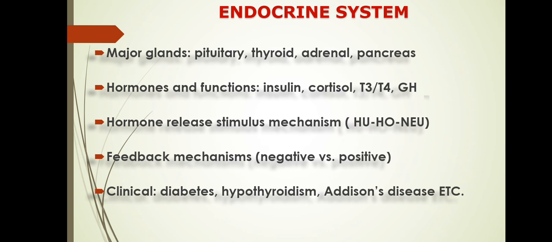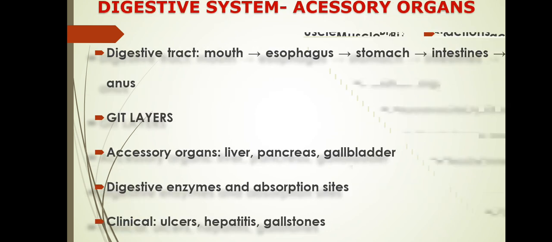Clinical application is that there are conditions that have to do with hormone imbalances, such as diabetes, hypothyroidism, Addison's disease, Cushing syndrome. There are a lot of them. Acromegaly, dwarfism, gigantism. There are a lot of conditions, right? Make sure that you know all those different disorders as guided.